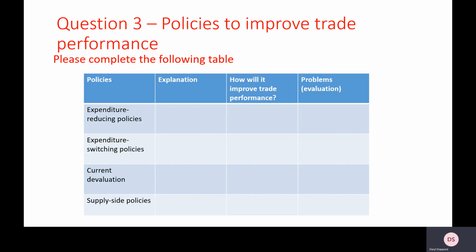Right, now, just to end this presentation, I would now like you please to think about policies that can be used to improve trade performance. So I want you to now think about these 4 different policies: expenditure reducing, expenditure switching, currency devaluation, and supply side policies. I would like you to write down an explanation of how each policy works, technically how it would improve trade performance, but then think about evaluation. What are some of the problems of these policies? You could be thinking about conflicts, costs, time lags.